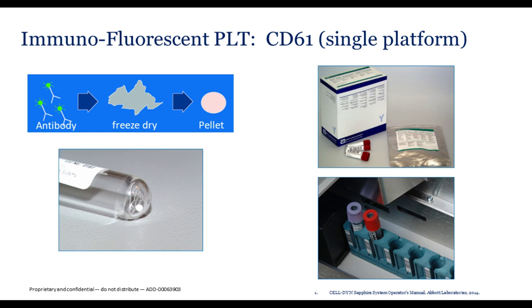There's another single platform method available on the market for immunofluorescent platelet counting using the monoclonal antibody specifically for CD61. In this approach, the antibody is freeze-dried into a small pellet and placed into a tube, as you can see in the diagram to the left. Packaged in a certain way, the tubes can be taken out, placed next to an EDTA tube, put into a sample rack and processed. Again, in about 4.5 to 5 minutes, you will then have an immunoplatelet count for CD61.